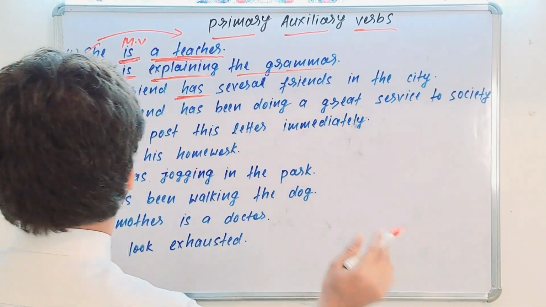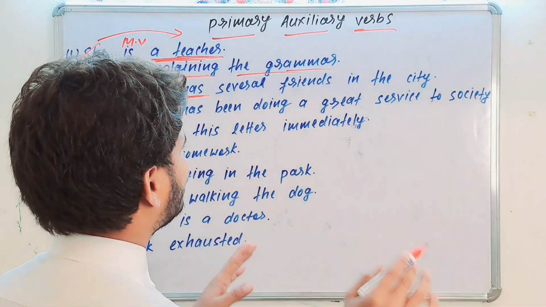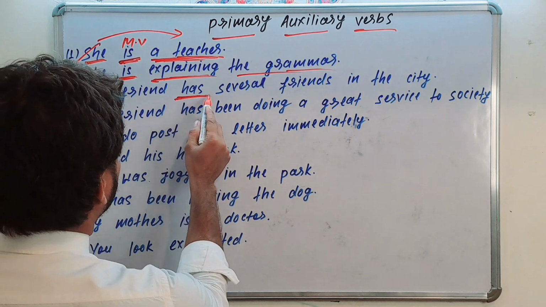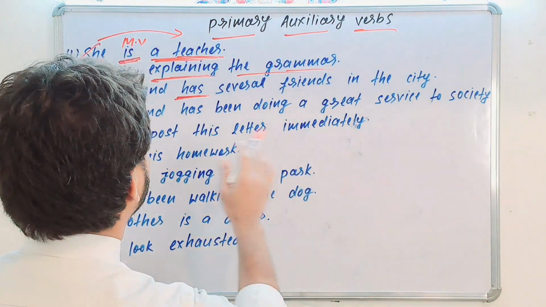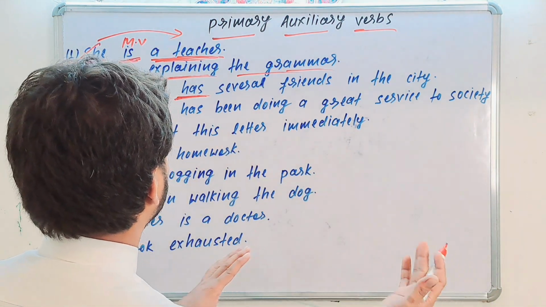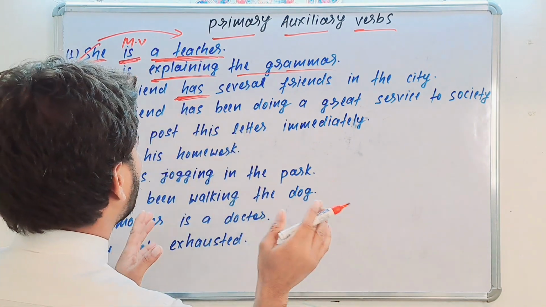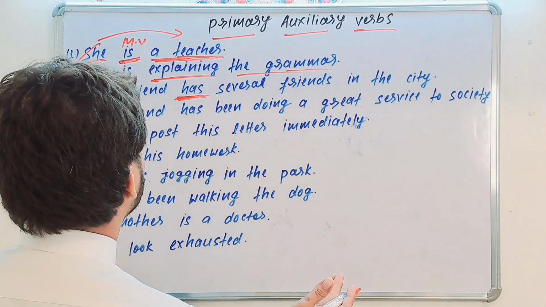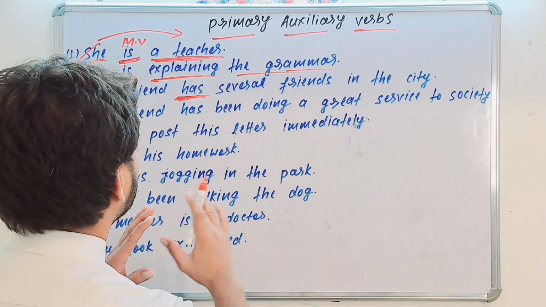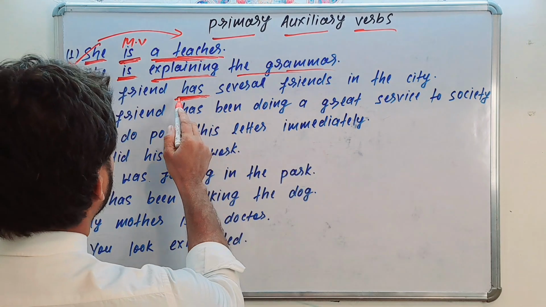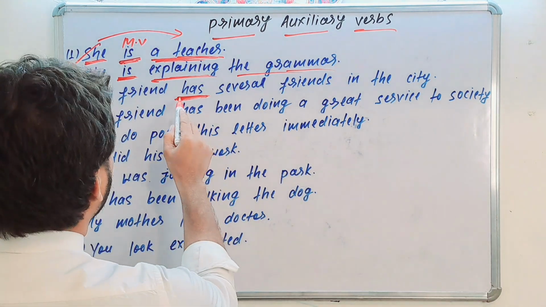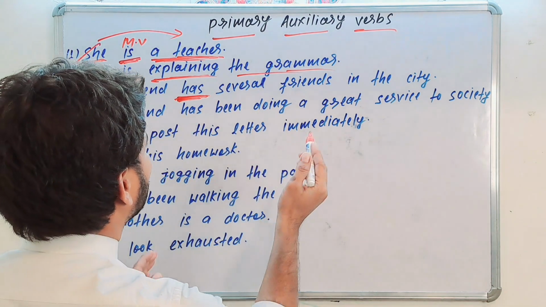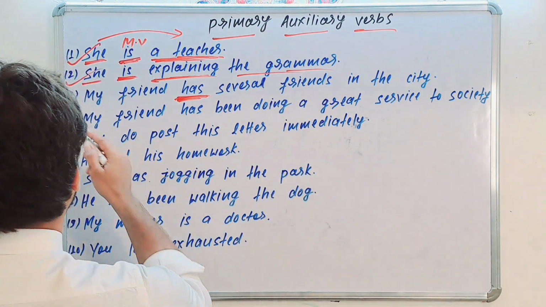So here see the third one. My friend has several friends in the city. My friend, your subject, has several friends in the city. There is no other verb, so that's why here has is the primary auxiliary verb, and it is used as a main verb in this sentence. There is no other verb, so that's why this is a main verb. Has is a main verb here in this sentence. My friend has several friends in the city.